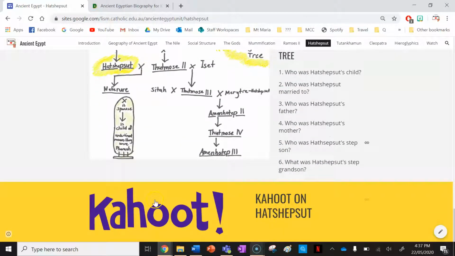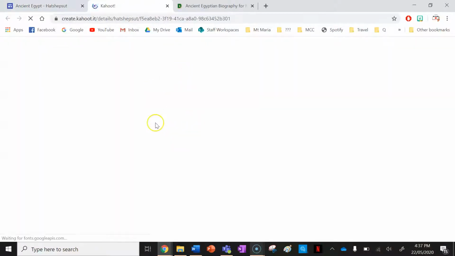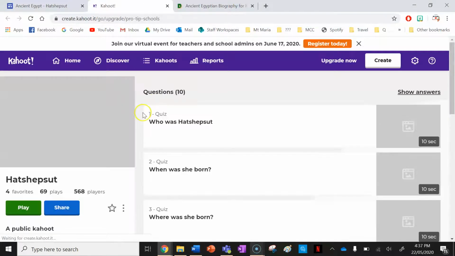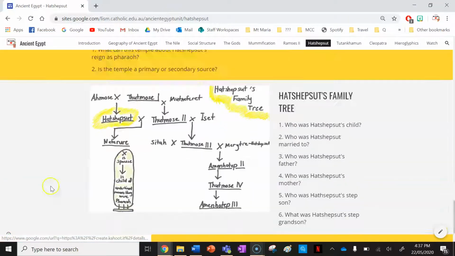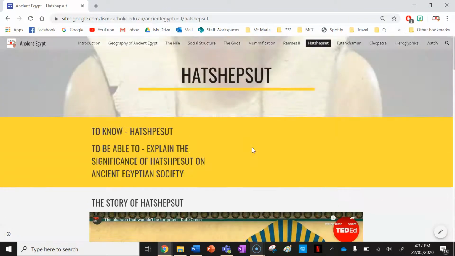And then, as we always do, you can finish off the lesson with a Kahoot as a class. We'll play it in class as well. And that's a nice little Kahoot on Hatshepsut and the learning you've done this lesson.